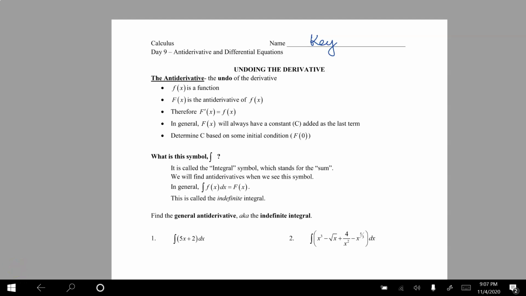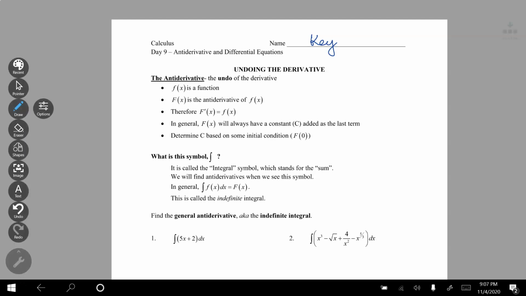Okay, welcome to day 9. We're going to do more work with antiderivatives, also known as the indefinite integral, which is what we did on day 8, and something new called differential equations, which is going to do applications of the antiderivative.